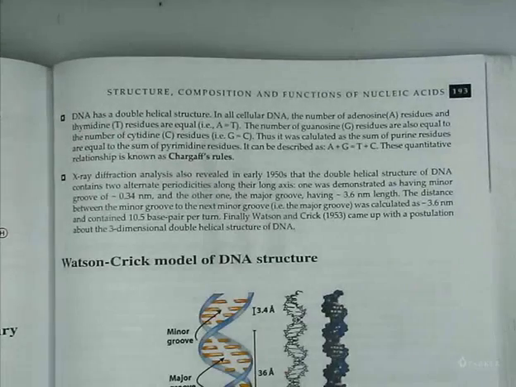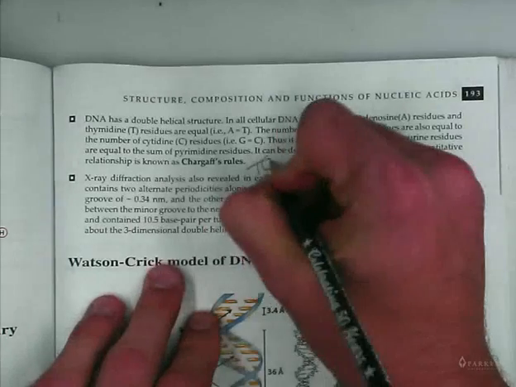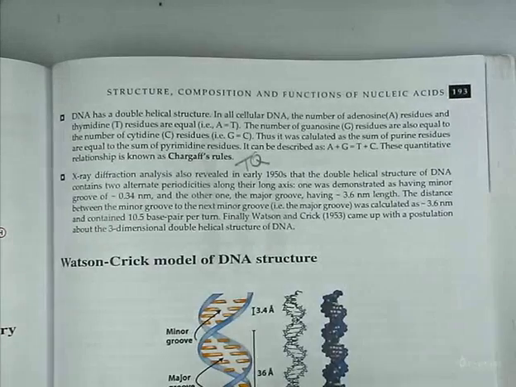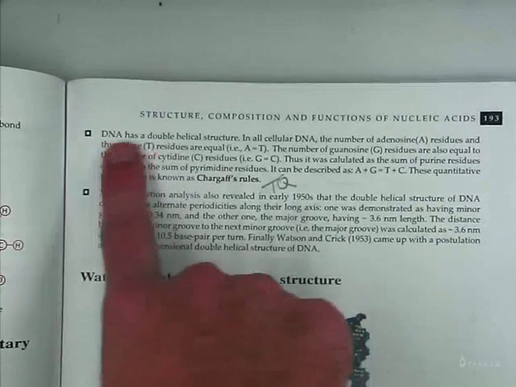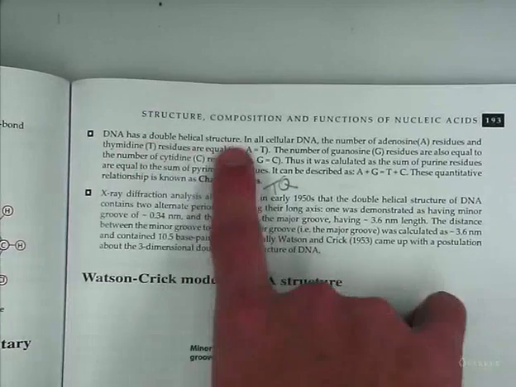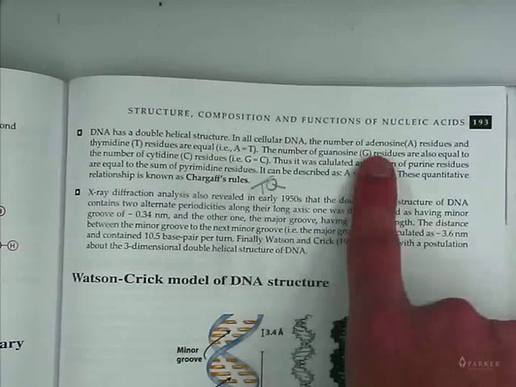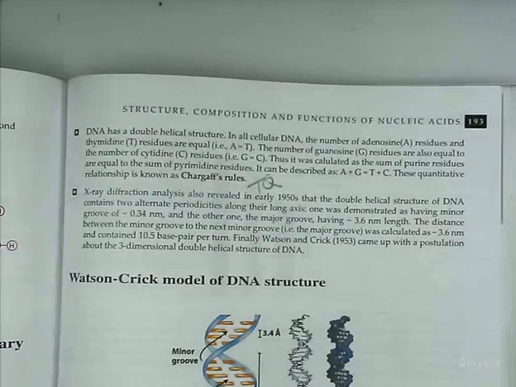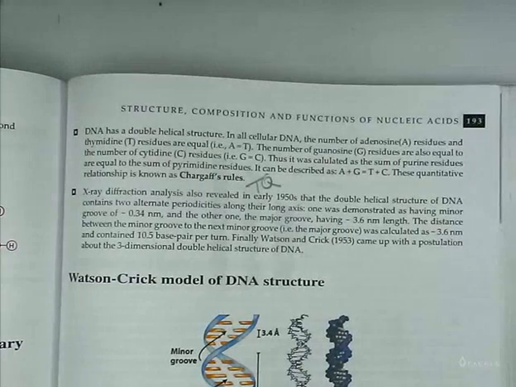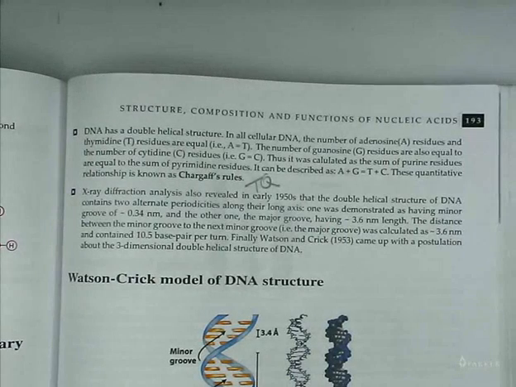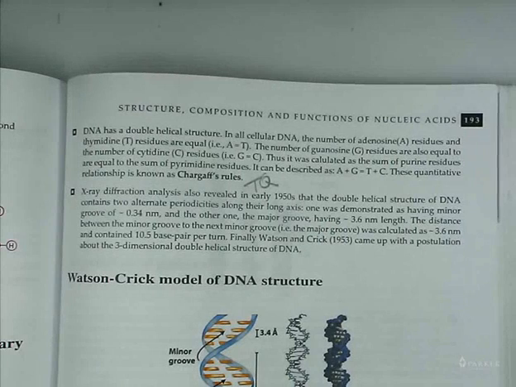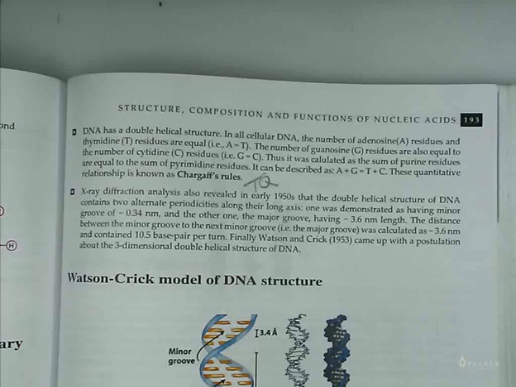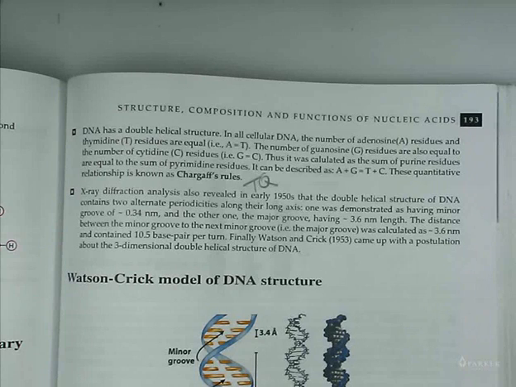We need to go back to the top of the page. Chargaff's rules. Test question. You need to know it. This is for base pairing. DNA is a double helix. In all cellular DNA, the number of adenine residues and thymine residues are equal, and the number of guanines is equal to the number of cytosines.